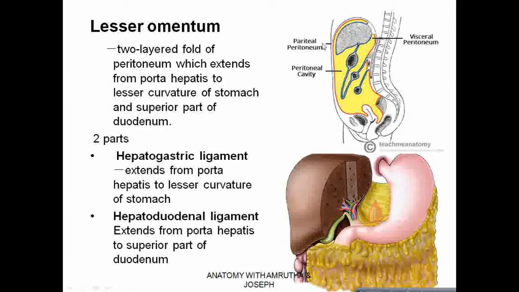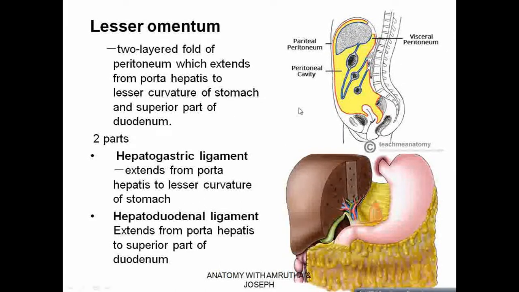So the lesser omentum is this one. It is a two-layered fold of peritoneum which extends from the porta hepatis to the lesser curvature of the stomach and the superior part of the duodenum. Now you should know some terminologies here. Porta hepatis. Porta hepatis is the area of the liver where the structures enter and leave the liver. So porta hepatis is the limitation for the peritoneum to extend backwards.